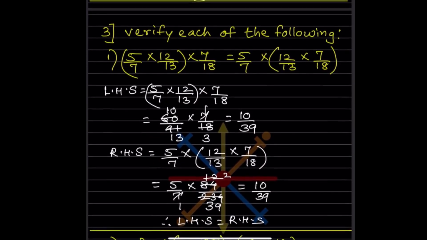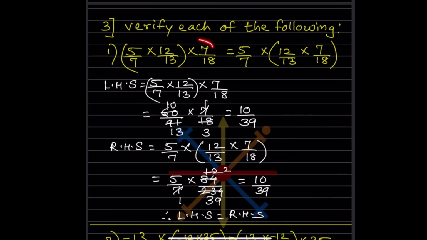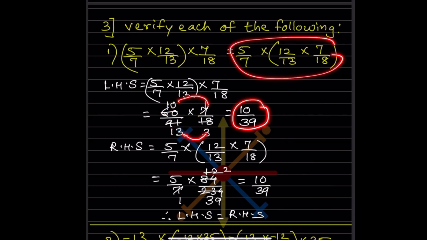Now here we will do one thing. Verify each of the following. This is given. This is LHS. So 5 by 7 into 12 by 13 into 7 by 8. So this is going to be 60 by 91 into 7 by 18. So this will be 6 3s are and 6 10s are. 7 1s are, this will be 13. 13 7s are 91. So what we get in the numerator will be 10 and 13 3s are 39. Then the RHS.